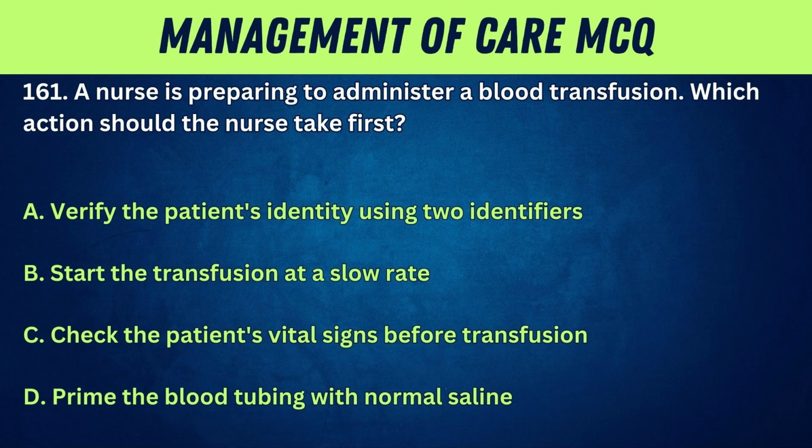161. A nurse is preparing to administer a blood transfusion. Which action should the nurse take first? A. Verify the patient's identity using 2 identifiers. B. Start the transfusion at a slow rate. C. Check the patient's vital signs before transfusion. D. Prime the blood tubing with normal saline.